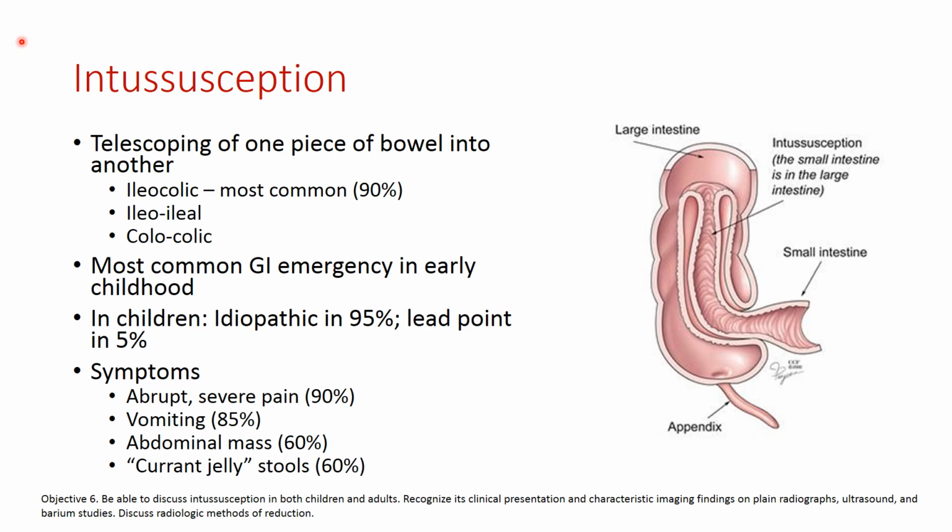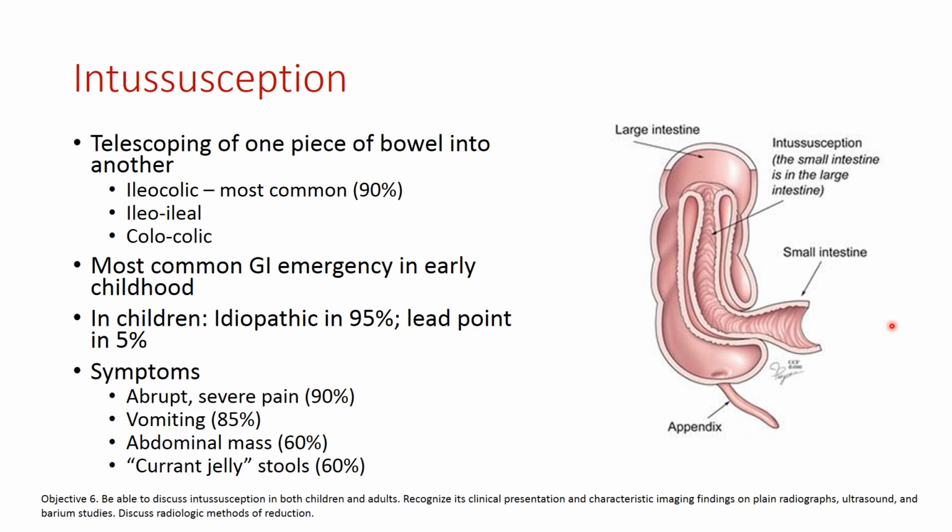Now, what an intussusception is, it is telescoping of one piece of bowel into another piece of bowel. And so in this case, what we see is part of the small bowel, the ileum, that telescopes into the cecum. This is the cecum here. This is the most common kind of intussusception. In fact, of all of the intussusceptions, 90% are ileocolic, where the ileum telescopes into the cecum.